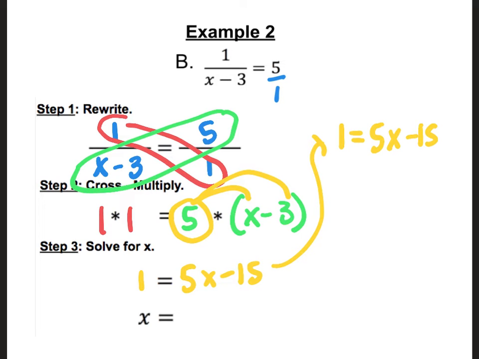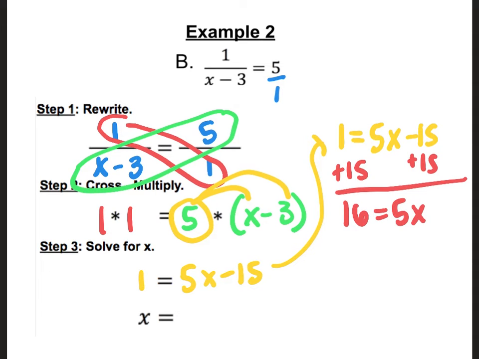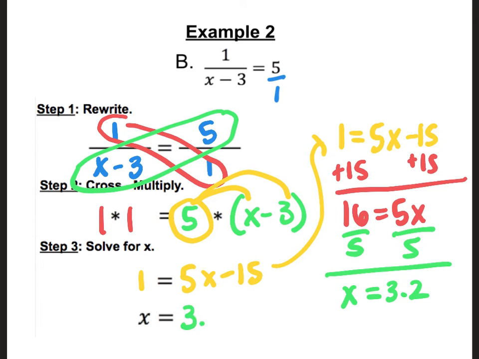I'm going to start by adding 15 to both sides. When I do that, I get 16 equals 5x. And then my last step, we have to get x by itself, so we'll go ahead and divide by 5. When we do that, we get x equals 3.2. So that will be my final answer.